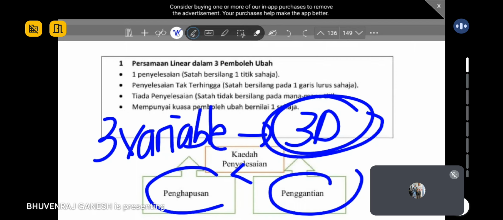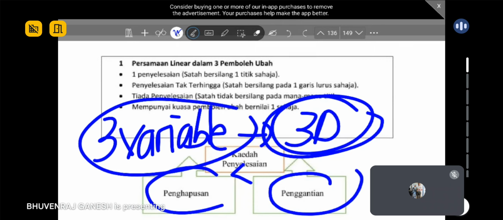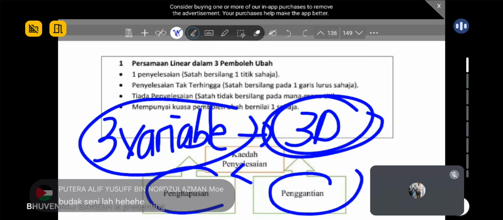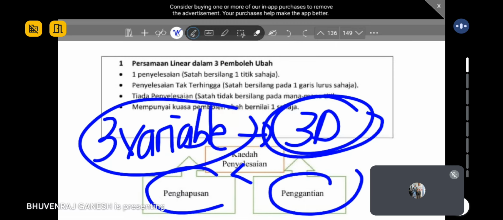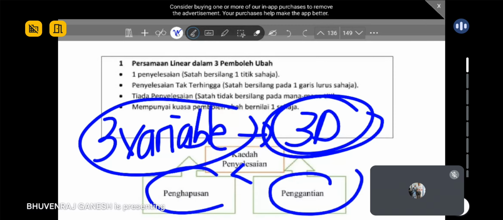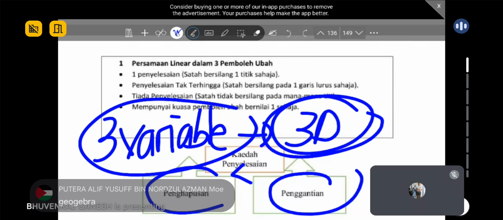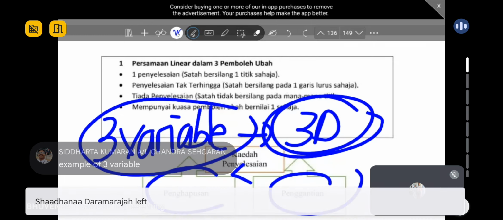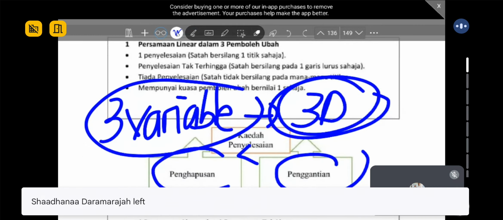Graphical method, kamu kena guna software lah. Perisian komputer paling bagus. You can use software to show the three variables. Bukan seni lah, yang ni jauh dari seni. Yang ni kena guna software. Macam graphic design, something like that. You must have the software in the computer to show how the shape will look like. Macam mana bentuk tu nampak. GeoGebra, something like that. You can use those apps.